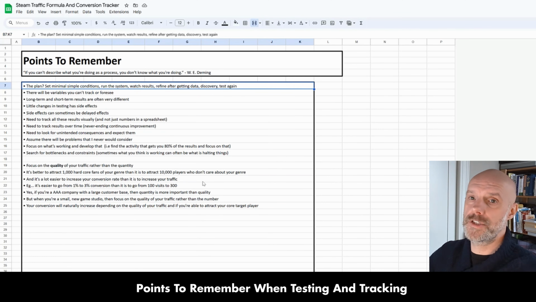And the idea here is to discover what's working for you and then focus all your efforts, energy and resources on what is working, and then develop that and get rid of the stuff that isn't working. So like I said, try to find that activity, the 20% of your day that gets you 80% of the results, and get rid of the stuff that you work on 80% of the day that only gets you 20% of the results. Also, I want you to watch out for things like bottlenecks and constraints, because sometimes what you think is working is what is halting and stopping everything, right?